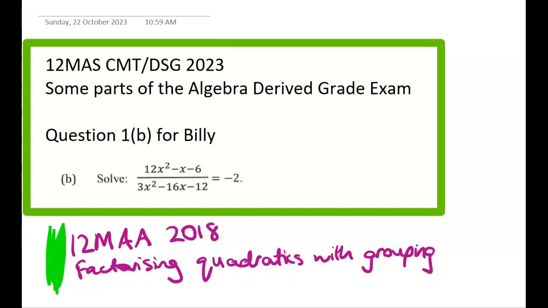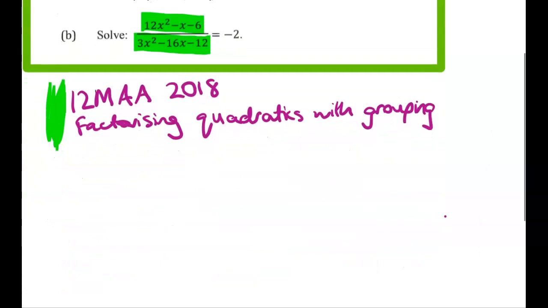So what we've got here is a quadratic in the numerator, 12x squared minus x minus 6, and a quadratic in the denominator. The first step is to factorise both of those, hope that we get a common factor, simplify a bit, and then do what boils down to Year 9 algebra to finish the problem off and solve the equation. So step 1 is to factorise each of these quadratics. I'm going to start with the one in the denominator: 3x squared minus 16x minus 12.